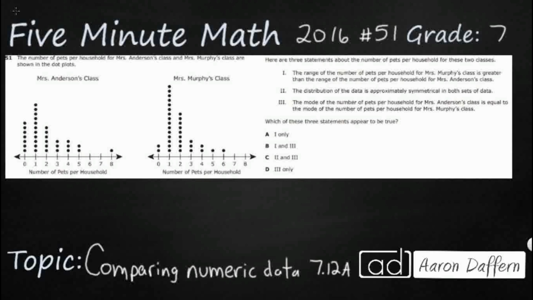So we've got these two different dot plots, or line plots, called dot plots there. We've got Mrs. Anderson's class and Mrs. Murphy's class, and you're just looking at how many students have anywhere from 0 to 8 pets in their classroom. So we've got three different statements that we need to figure out here. Let's see which of these are true, because it could be just 1 and 3, 2 and 3, or just 3. It's not going to be all three. There's no answer that says all three statements are true.